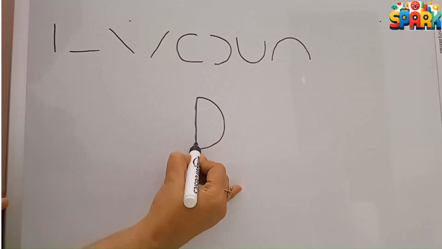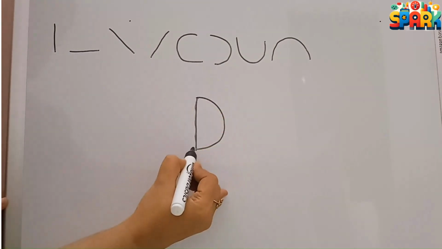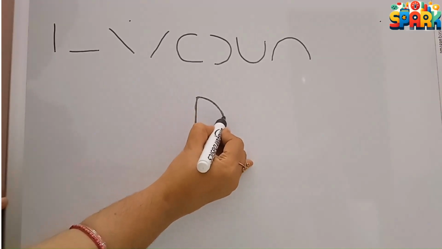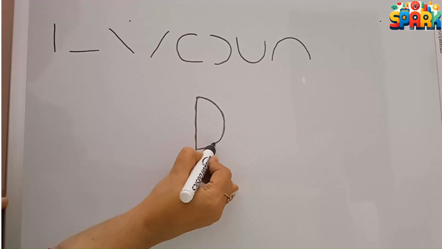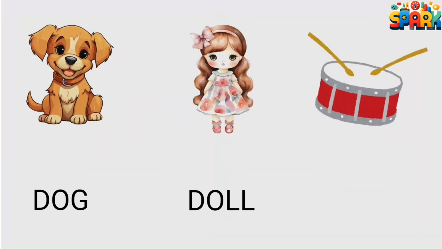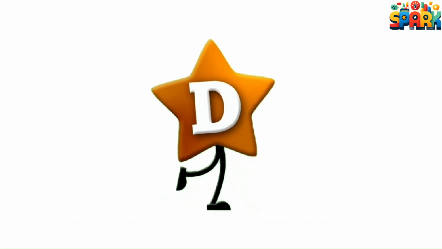Let's trace it one more time. Observe carefully how to trace letter D. Now take your pencil and book and trace the letter D. Now we will see 3 words that start with D. Dog, doll, drum. Great job with D.